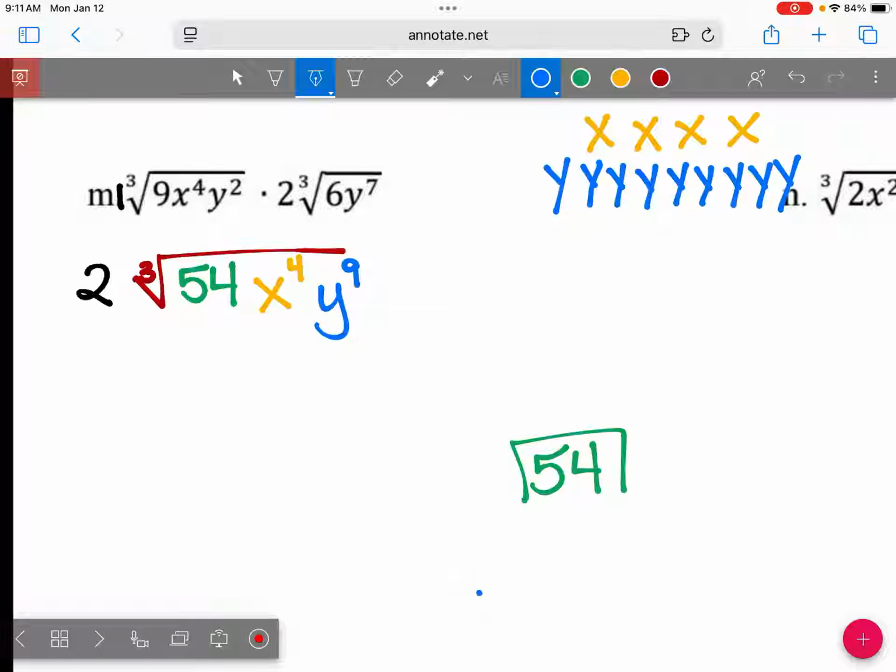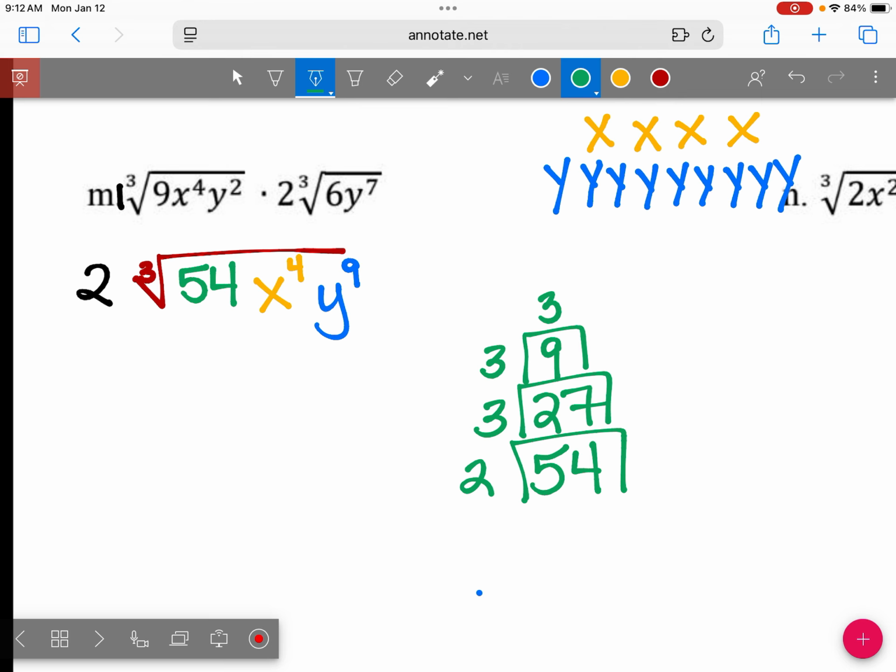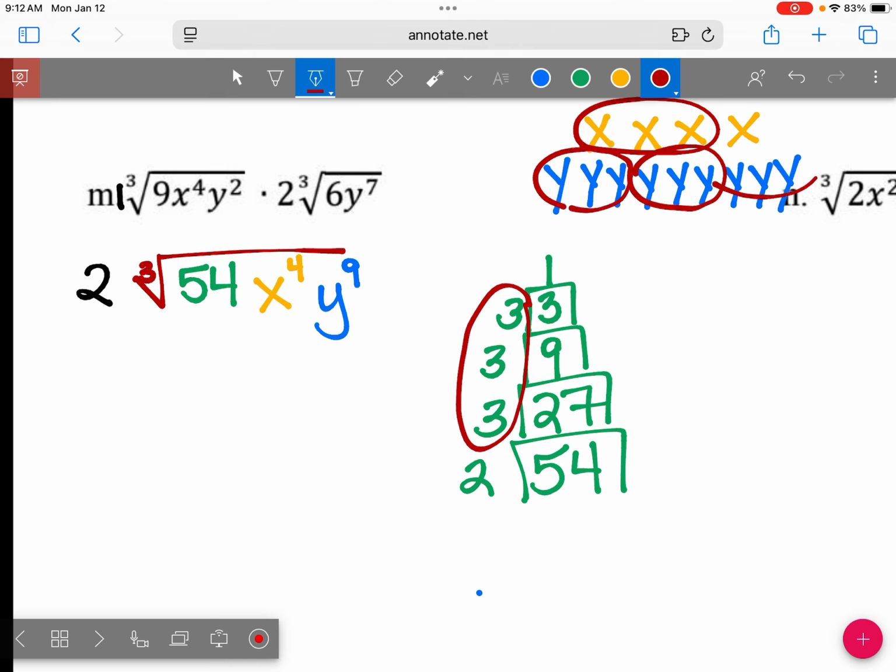All right, so with the 54, start off by dividing it by 2. So 2 goes into 54 27 times. And now we're going to switch to 3. 3 goes into 27 9 times. 3 goes into 9 3 times. And then 3 goes into 3 1 time. So along with the 2 that's already out there, I'm adding with it a 3, 1 x, and 1, 2, 3 y's.